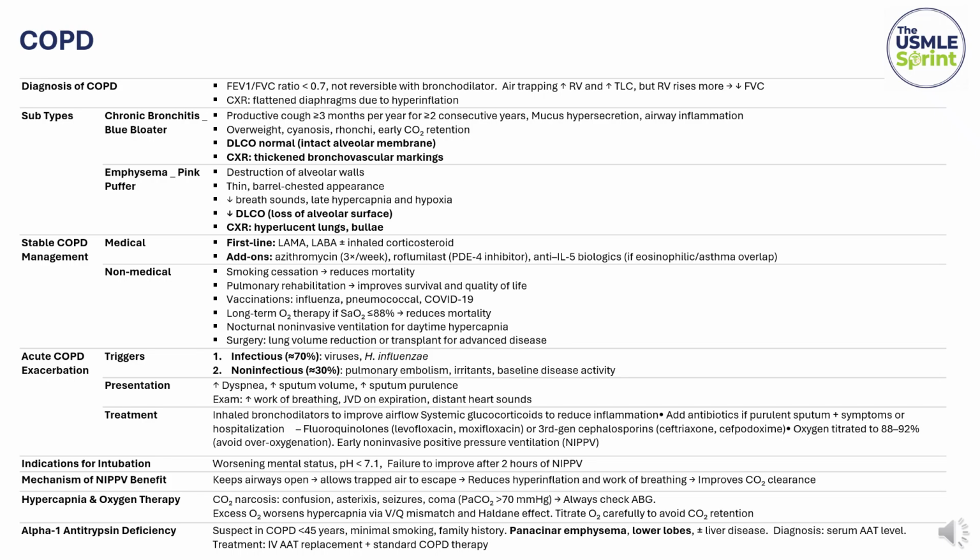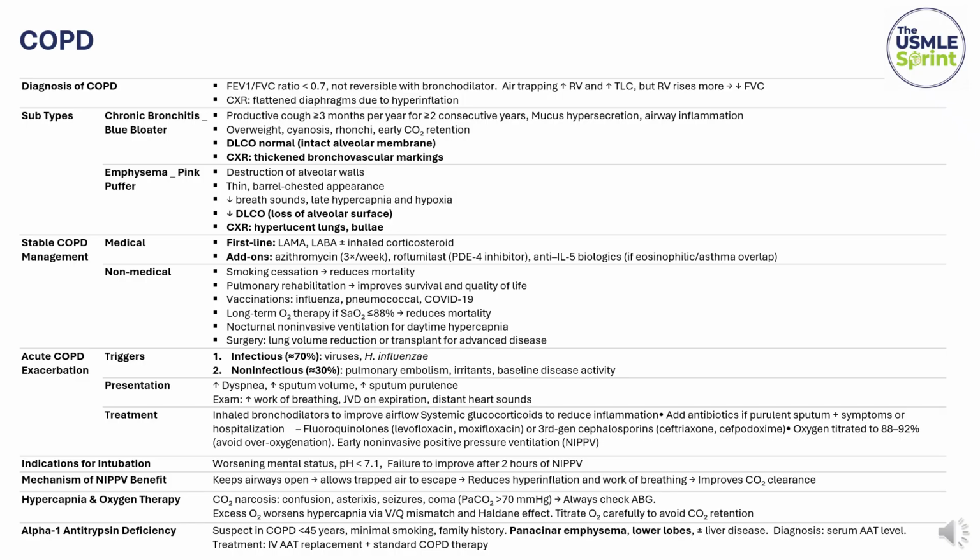Emphysema, the pink puffer, results from destruction of the alveolar walls. These patients are thin, have reduced breath sounds, and develop hypercapnia and hypoxia later in the disease. The diffusion capacity is decreased, and chest X-ray shows hyperlucent lungs and bullae. The overall management of stable COPD is similar for both types.